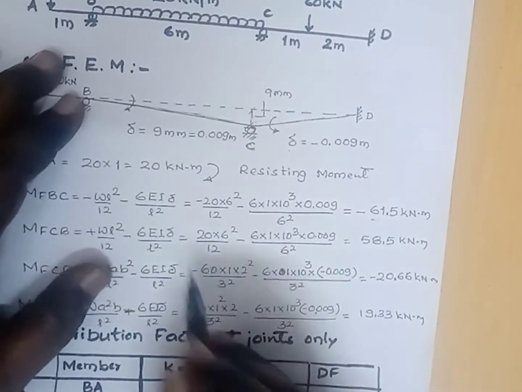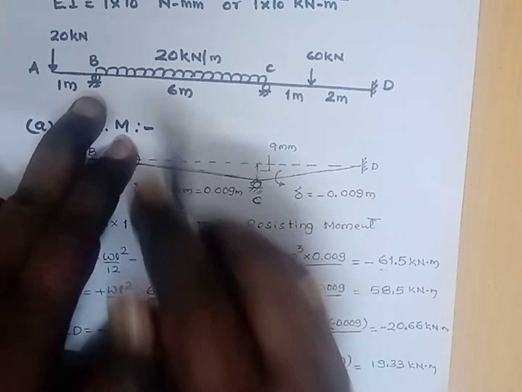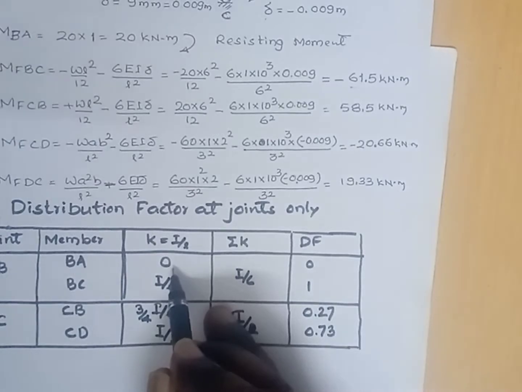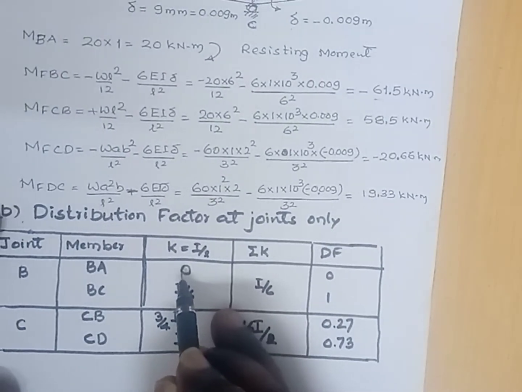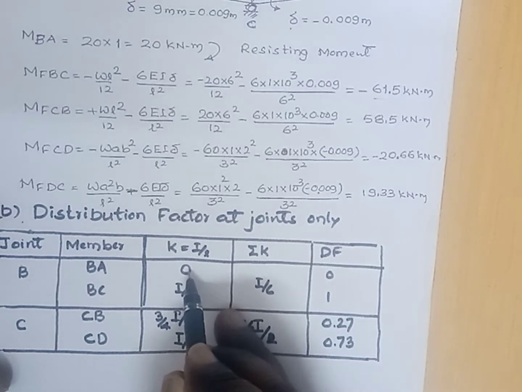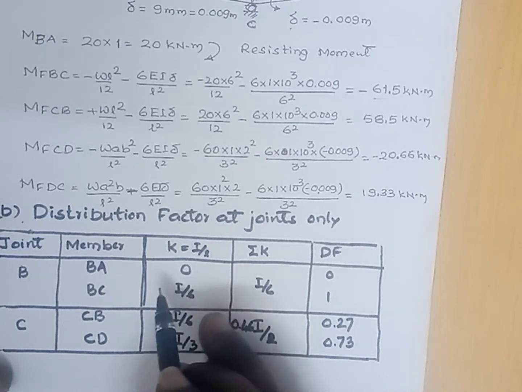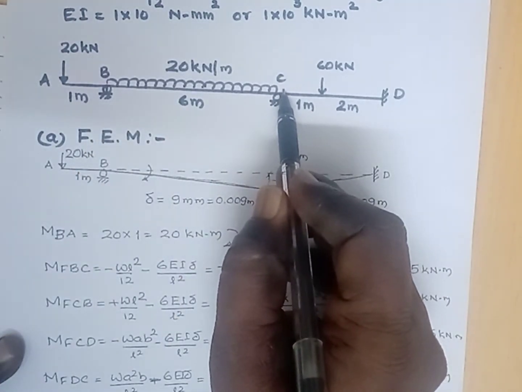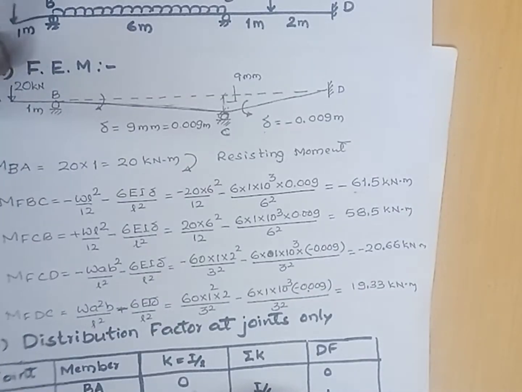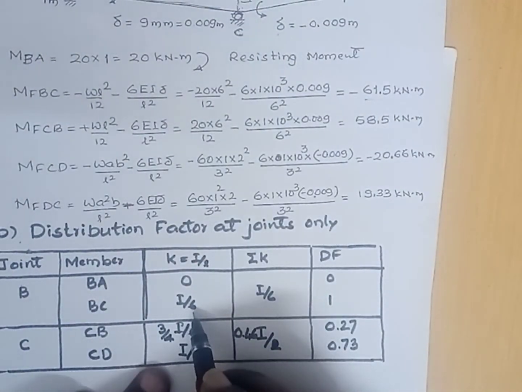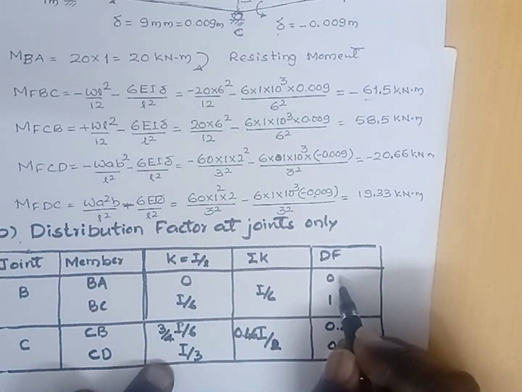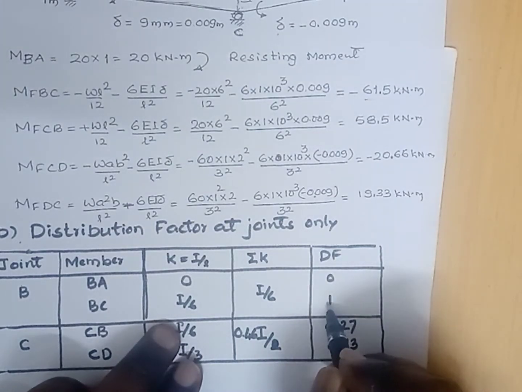By observing this joint B, with respect to B, A is overhang, hence K equals I by L, that is for overhanged support. For overhanged, the relative stiffness value is 0. With respect to B, C is continuous. There is continuity. Therefore, K equals I by L, that one is I by 6. Here, summation of K is I by 6 plus 0, that is I by 6. The distribution factor for BA is, that is for overhang, 0. For BC, that is 1.